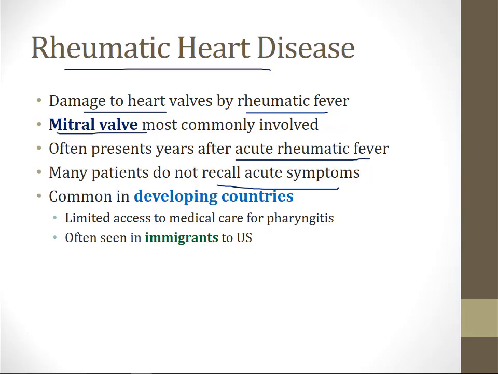And you should be aware that rheumatic heart disease is much more common in developing countries compared to the United States. This is because in these parts of the globe there's limited access to medical care for pharyngitis, so many children go untreated for strep throat. As a result, they have more time to develop antibodies and more likelihood to develop rheumatic heart disease later in life. And in terms of board question strategy, this means that rheumatic heart disease will often be described in someone who is an immigrant to the United States.